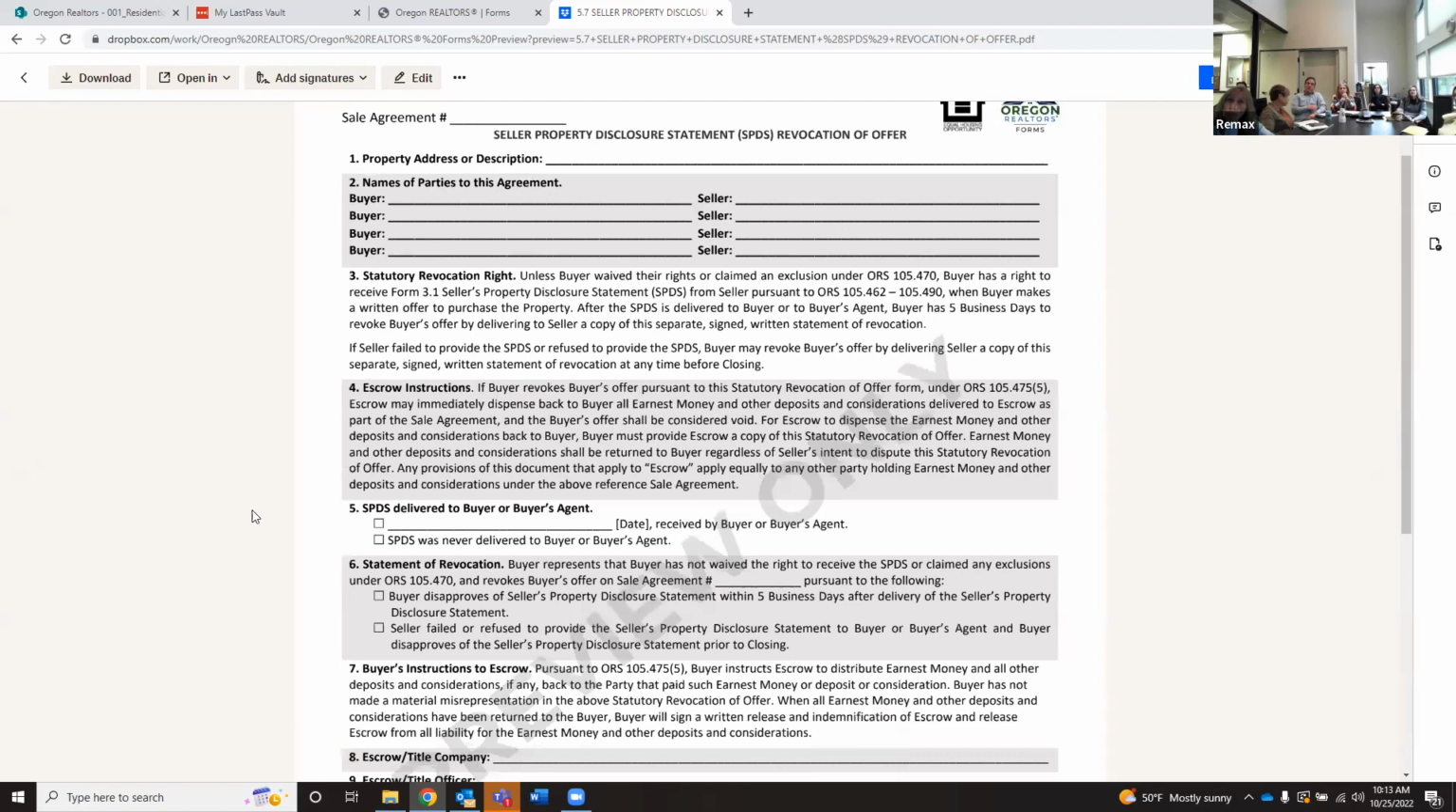So this doesn't have to be given at the beginning of the contract; it's given when they're going to terminate. This is something that the buyer would send in when they're revoking their offer. So this is the response that the buyer gives that terminates. It's one of the documents that will terminate the transaction. And this is just for a failure related to the seller property disclosure statement.